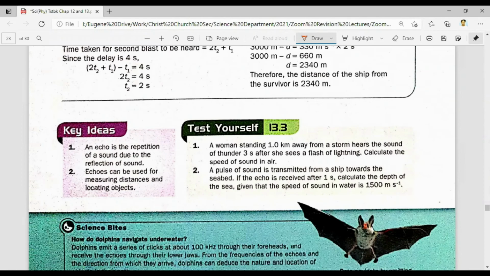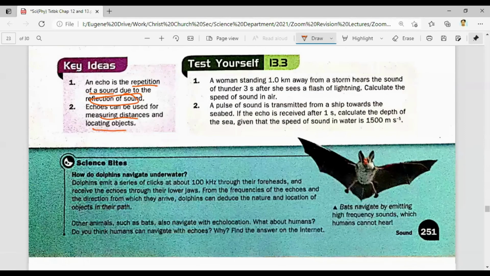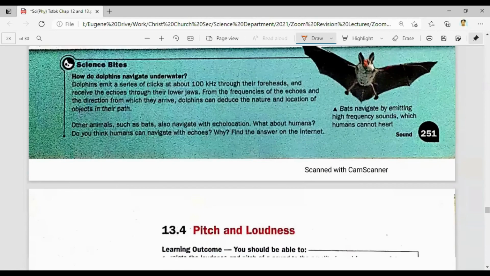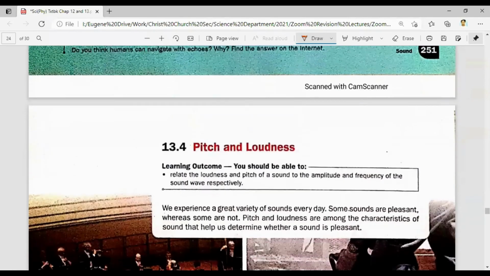So as a wrap up for 13.3, the first thing we learned is that echo is a repetition of a sound due to reflection of it. Next, what is echo commonly used for? It's used to measure distance. It can also be used to locate objects. That's for 13.3. The last part is actually 13.4.